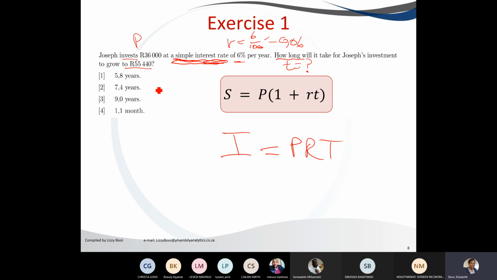And they also give us the S. If I look at the second formula, I can see that there is no S on this formula, so I cannot use this formula. But if I look at the next formula, because my future value is that one, and I know that I have my S, my P, my R, I need to make T the subject of the formula. And that's what we need to be doing. Make T the subject of the formula.